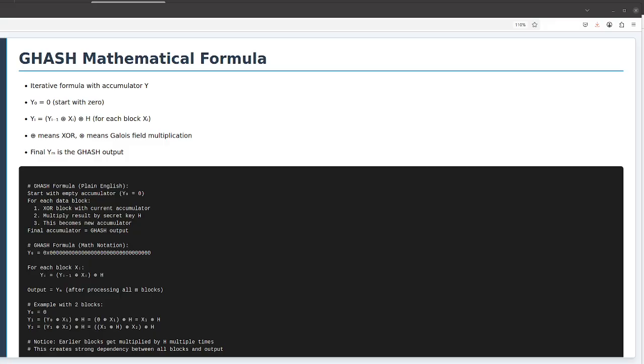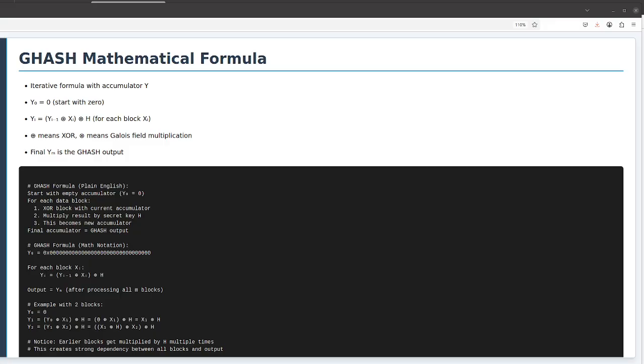GHASH is basically a recipe that takes your data blocks and mixes them together in a special way using a secret ingredient called H. Think of it like making a smoothie. You start with an empty blender. Then you add ingredients one at a time, blending after each addition. The final smoothie is your authentication tag.